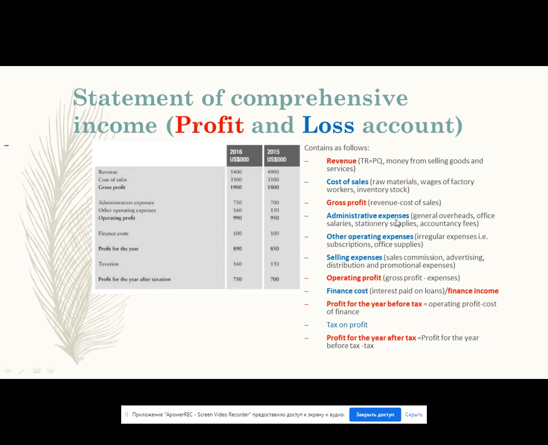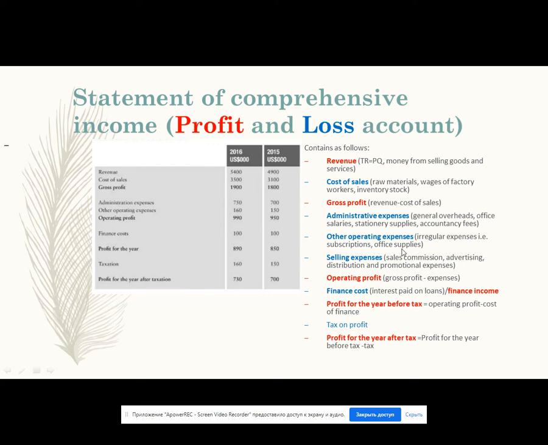For example, administrative expenses, like some general overheads like electricity, central heating, running water, office salaries. You have to pay the receptionist in any way, but keep in mind that a receptionist is not directly involved in the production of your pizza or in the production of your furniture. Then stationery supplies like paper, pens, pencils, stickers, and accountancy fees you have to pay to your accountants so that they could make the P&L for you, and the cash flow forecast and balance sheet.